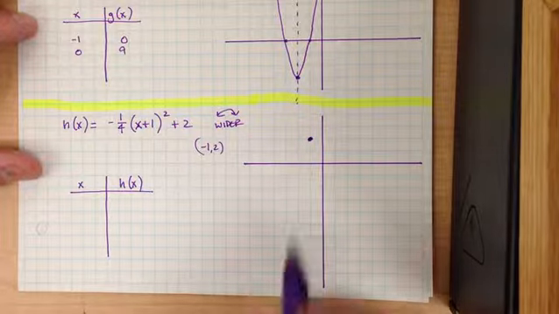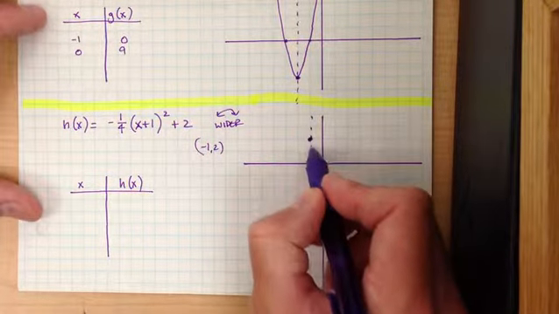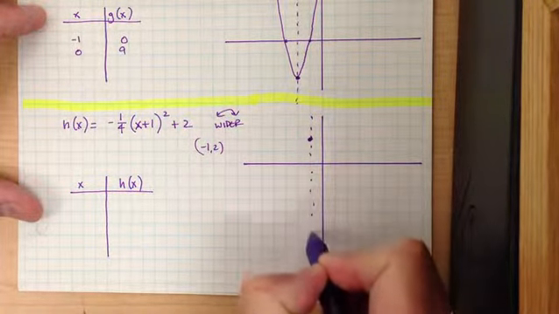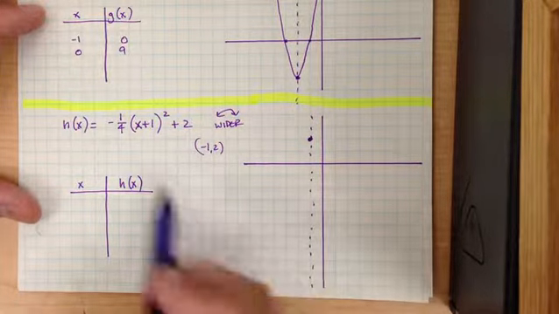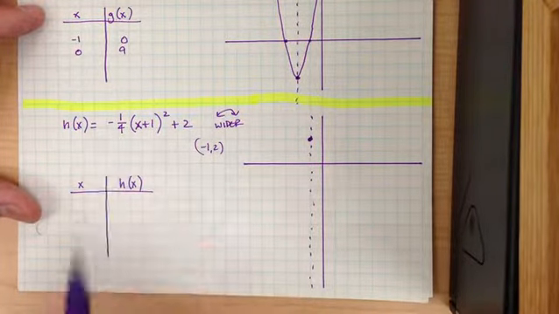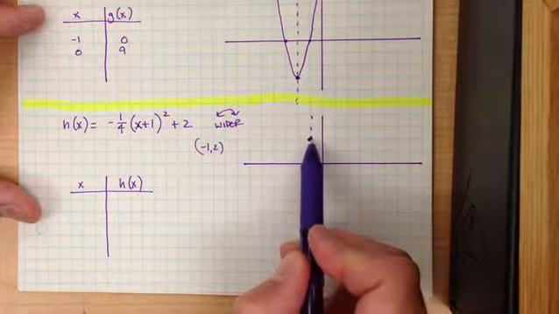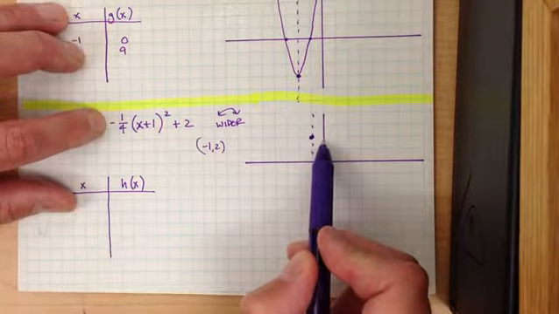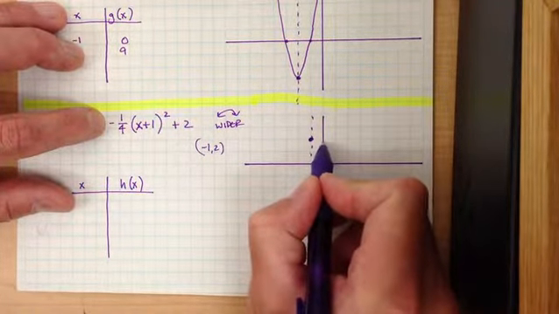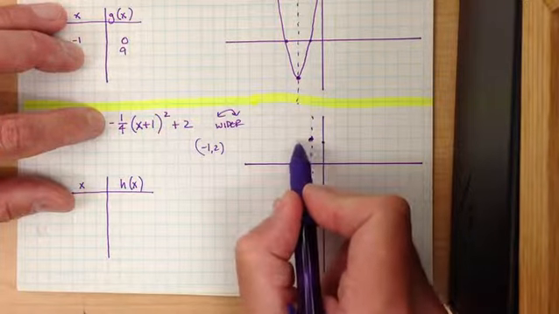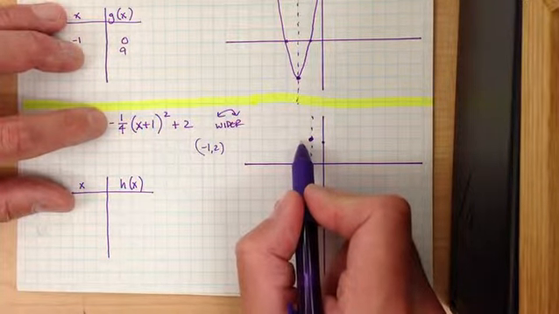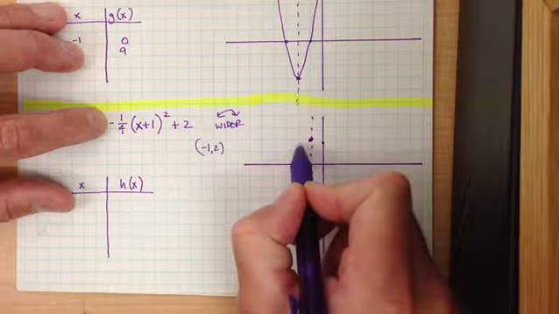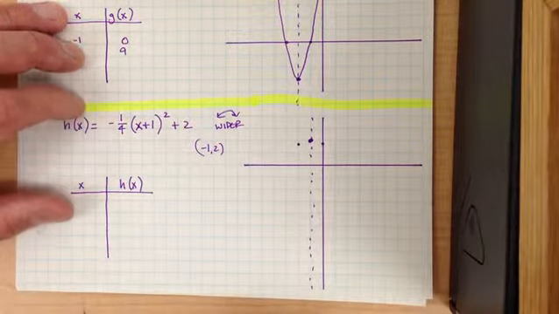There we go. If I slide over 1 in either direction from that vertex, this A value will tell me how much I go up or down. So if I slide over 1 in this direction, A tells me to go down 1/4. If I slide over 1 in this direction, A tells me to go down 1/4. That's going to start to give a shape.